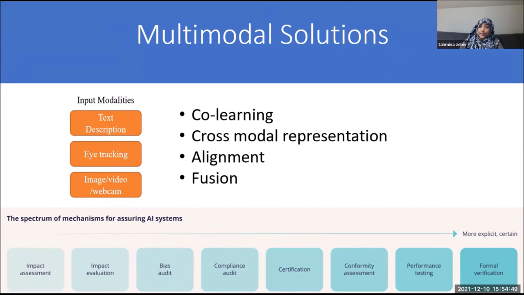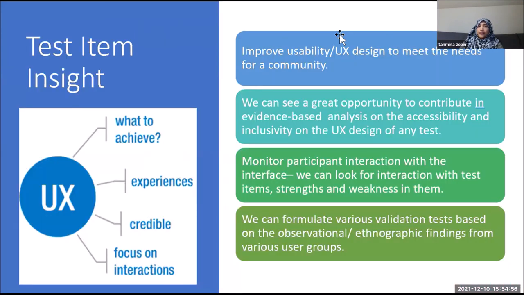And once you have multimodal solutions, these algorithms could be very powerful in, let's say, providing you with various test item insight. And it has some aspect of the usability or UX design aspects. If we can use automated systems that can give you insight into how various test-taking environment variables are being used in decision-making, you can improve the usability or UX design to meet the needs of a community. And we can see a great opportunity to contribute that, because we have data, evidence-based analysis on the accessibility and inclusivity of the UX design of any test.